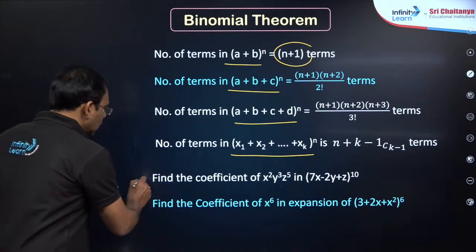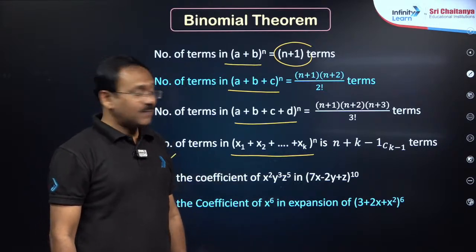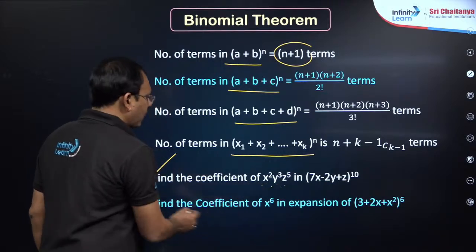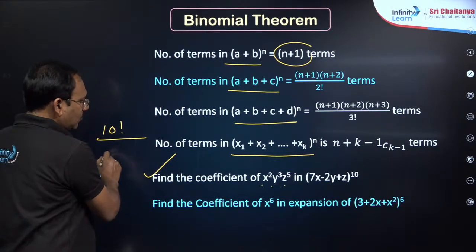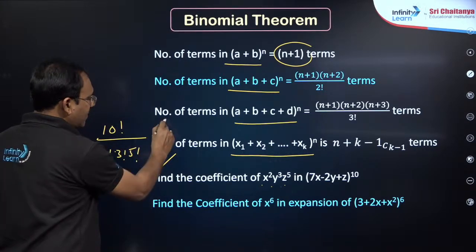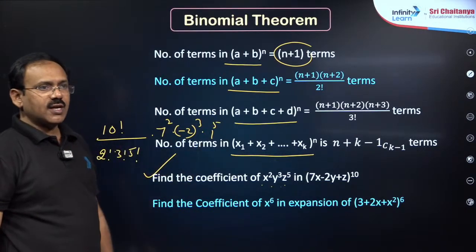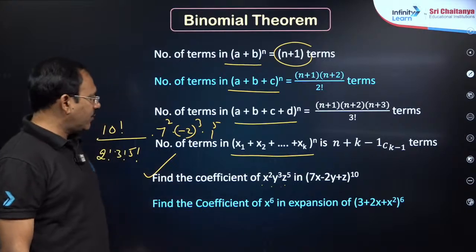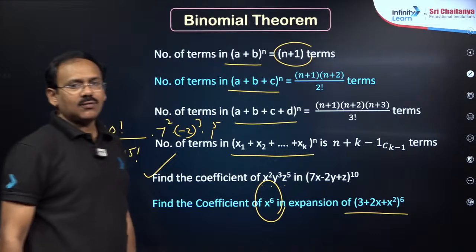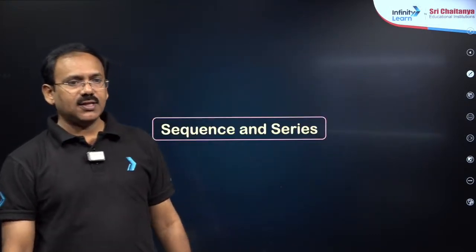Based on which you must be able to answer questions like find the coefficient of this. That means multinomial theorem application. To get x square y cube z power 5, you have to write 10 factorial by 2 factorial into 3 factorial into 5 factorial into 7 square into minus 2 cube into 1 to the power of 5. You must be able to write that kind of coefficient. Similarly, for finding the coefficient of x power 6, you have to find various combinations and write like this. So that is all about binomial theorem, my dear friends.